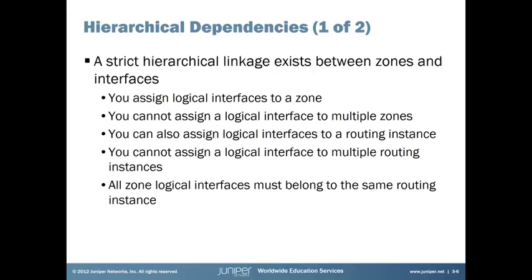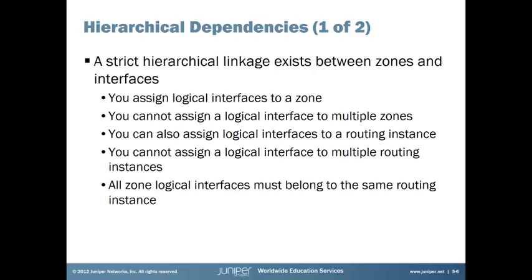We can assign a logical interface to a routing instance, as we know. We can't assign a logical interface to multiple routing instances. So a logical interface can only be in one zone. It can also only be in one routing instance. And all the zone logical interfaces must belong to the same routing instance. So here we have a routing instance with interfaces in it. Those interfaces can be in different zones.